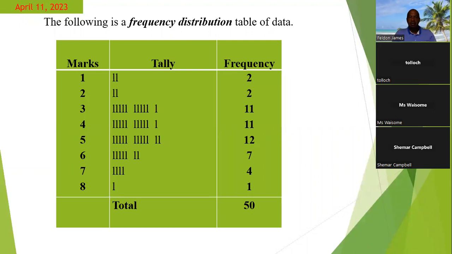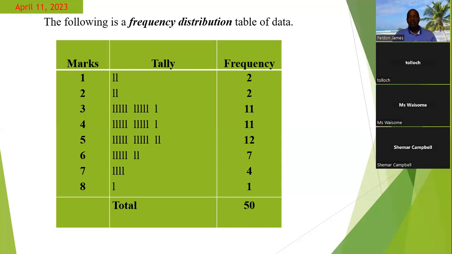All right, now here we have a table giving an example of how we can organize some data. Now, this data has to do with marks obtained from students in a class. You would have a variety of different marks, but we notice that the marks have a certain range. The mark starts from 1 and it goes up to 8. So in other words, the lowest mark is 1 and the highest mark is 8. So that's a range for the mark.